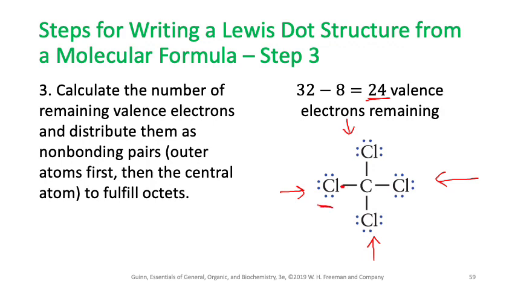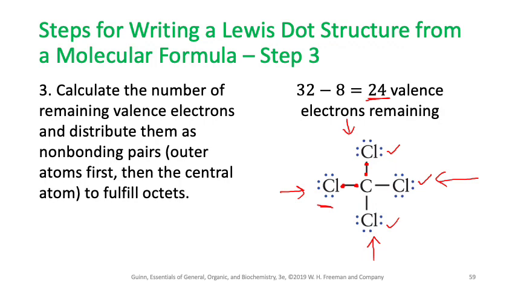This chlorine has 2 electrons. How many more electrons does this chlorine need? 6 more to make it 8. So put 6 dots: 1 2 3 4 5 6. And the same thing happens over here for the second chlorine. 2 is already in there. How many more does it need to make it 8? 6 more. 1 2 3 4 5 6. The same thing applies for this chlorine, and the same for this chlorine.